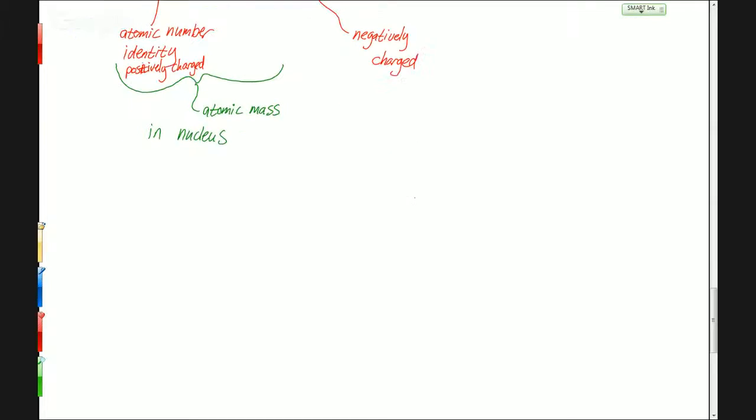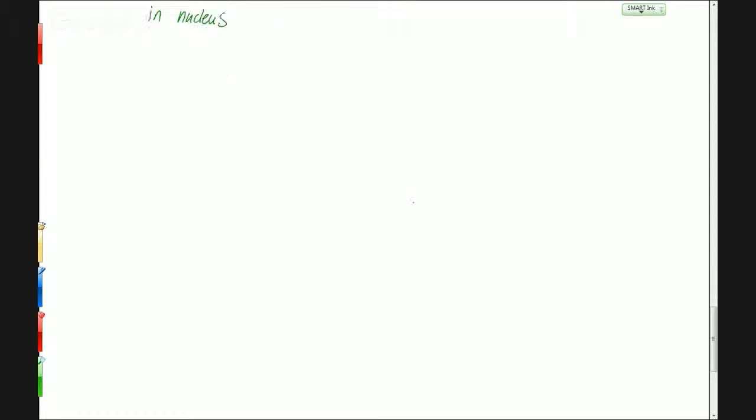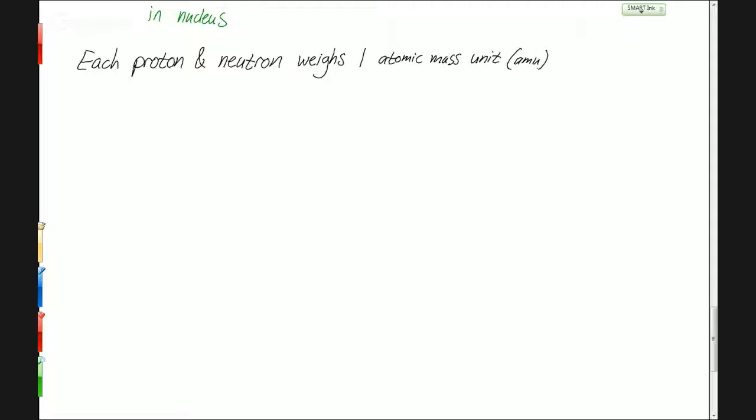So let's look at this. Each proton and neutron weighs 1 atomic mass unit, or AMU. It's a measure of mass like grams, but it's a very small one because we're dealing with protons and neutrons. And it's standardized so that each proton and each neutron has 1.